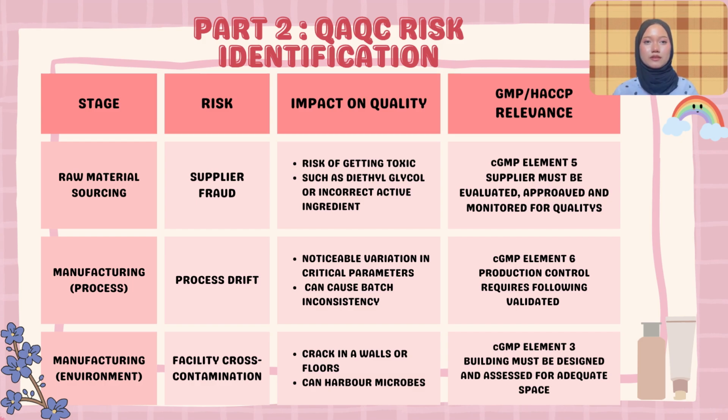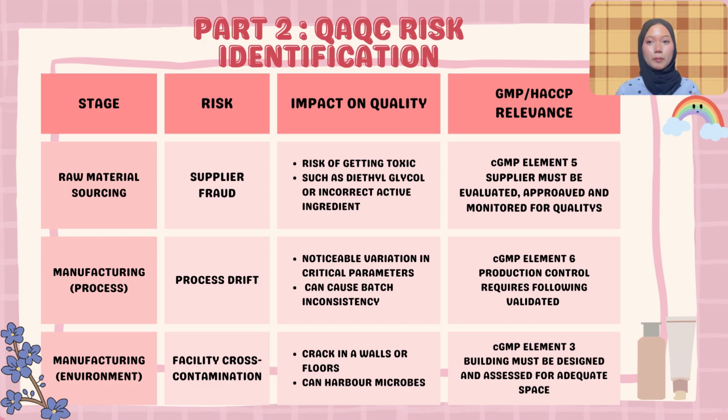To control this risk, CGMP Element 3 states that the building and facilities must be properly designed and maintained. This includes maintaining clean production areas, preventing contamination, and ensuring sufficient space and proper sanitation.